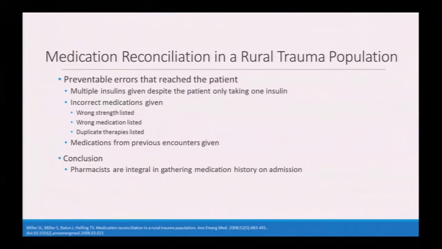The study also documented some of the preventable errors that reached the patient. So, for example, multiple insulins were given despite the patient only taking one insulin at home. There are several incorrect medications given based on the strength that was listed or the name of the medication that was listed or duplicate therapies listed. And even medications from previous admissions were given that were incorrect. So that just kind of emphasizes how important it is to utilize your resources for medication history, and that pharmacists can play a big role in making sure that the medications are appropriate and documented correctly.